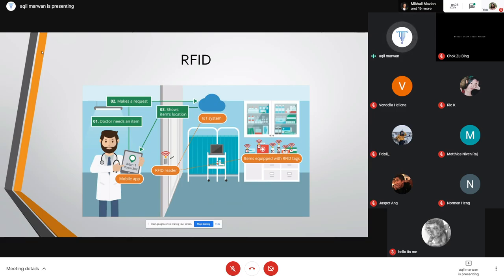As you can see from this image, the doctor needs some item which has a tag on it in a specific location, or maybe a specific drawer or something. So basically they just browse an application and search for that specific device, and then see where it is located using a map within the hospital itself.